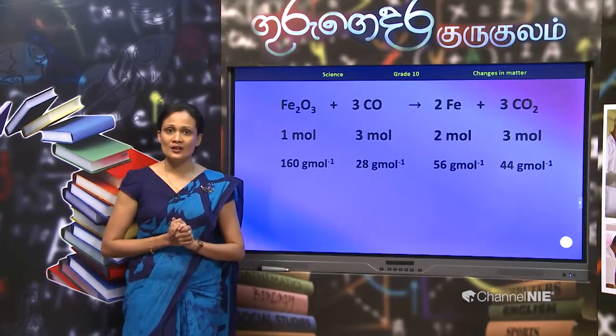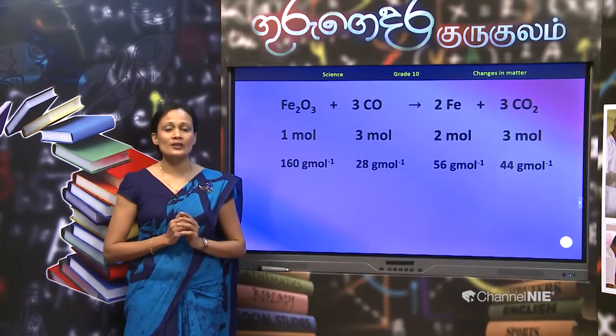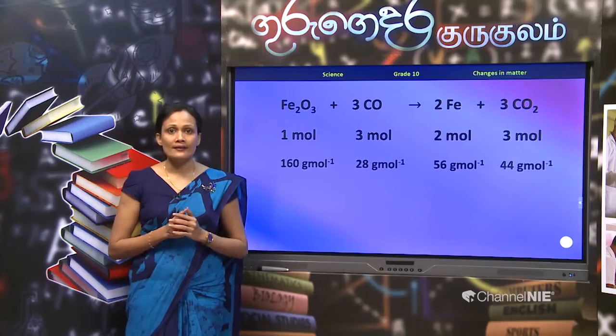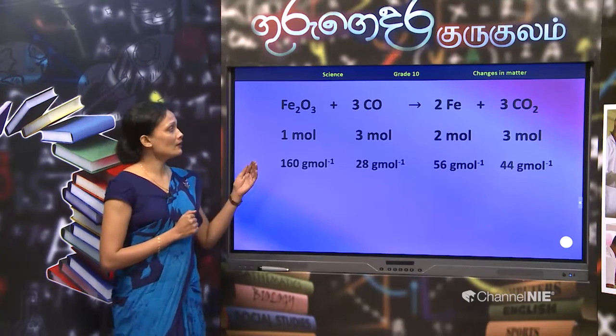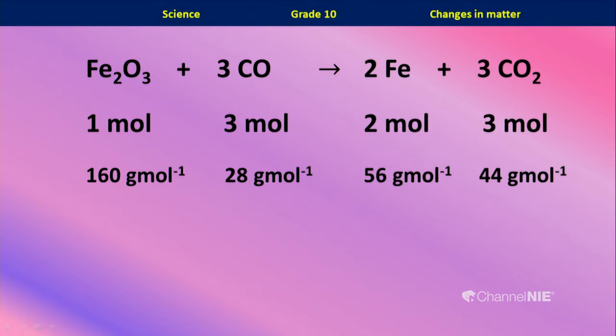Look at this, children. So you know about the relative molecular masses, and how to get the relative molecular masses with the use of relative atomic masses. Here I got the relative molecular masses of the compounds by using their relative atomic masses. Hematite relative molecular mass is 160 grams per mole. Carbon monoxide relative molecular mass is 28 grams per mole. Iron relative atomic mass is 56 grams per mole. Carbon dioxide relative molecular mass is 44 grams per mole.